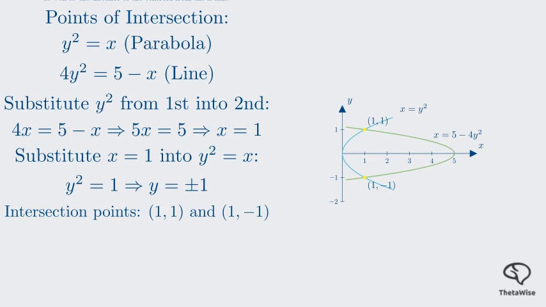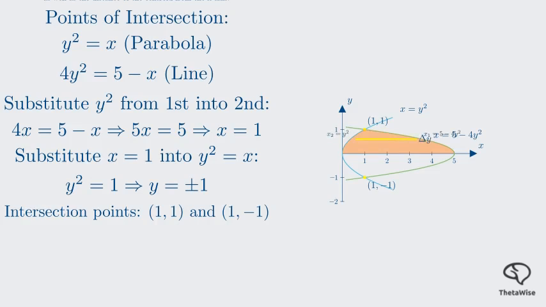The points (1, 1) and (1, -1) are where they intersect. We are interested in the area in the first quadrant, bounded by these two curves and the x-axis. We can see that the area extends vertically from y equals 0 up to the intersection point at y equals 1. For this shape, a horizontal strip is ideal.